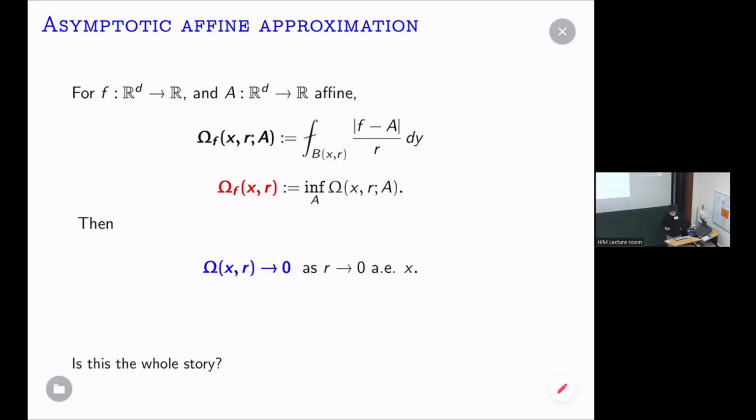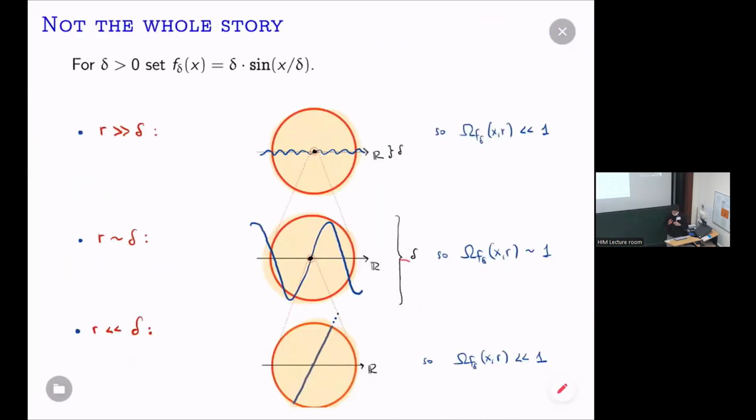Then what Rademacher theorem says is that this omega quantity will go to 0 as we zoom in, so as r goes to 0. So this gives us this asymptotic information. Okay, in the limit, we know that this omega will be small. But is this the whole story? Rademacher theorem doesn't say anything about any given definite scale. So at scale 1/1000, it doesn't say anything. 1/1,000,000,000, it doesn't say anything.